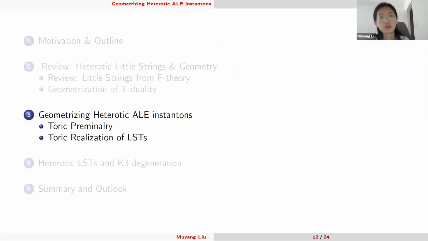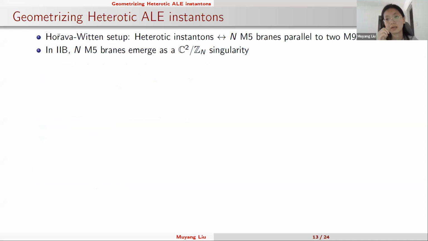So given the interpretations of the geometry relevant to a 6D string series, I wish to continue to interpret the constructions of the heterotic instantons in the F-theory geometry. So namely, we noticed that in the geometric picture.